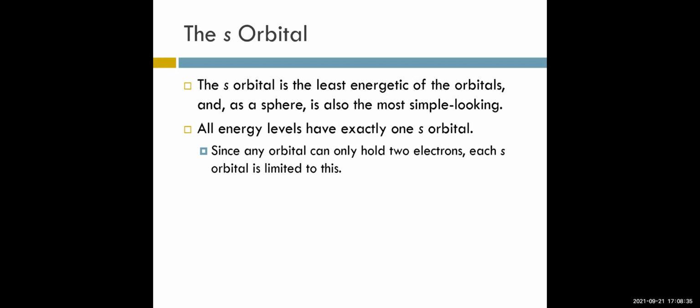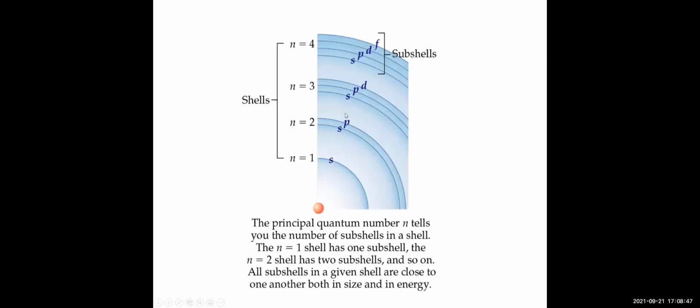So an s orbital has the least energy for the electrons that are in there. And it's always shaped like a sphere. Every energy level, as we saw, has one s subshell, and that s subshell contains exactly one s orbital.